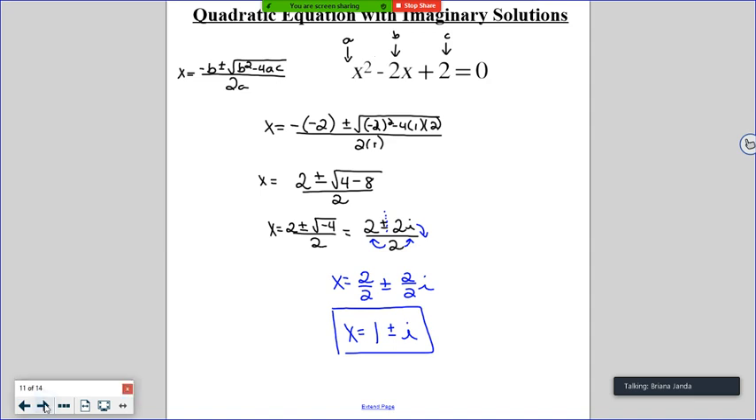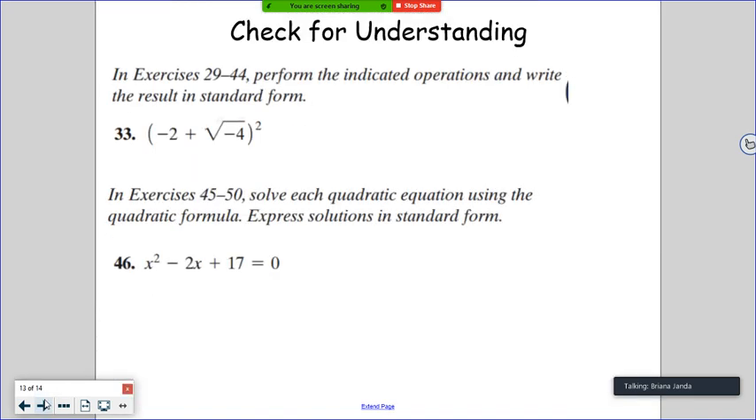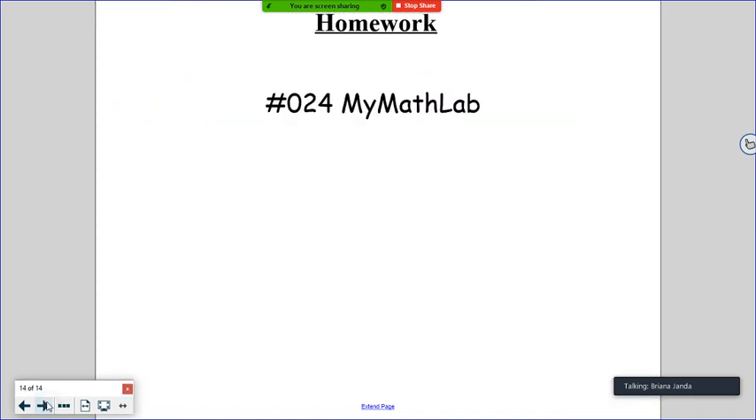All right. We are going to skip over our check for understanding today because I want to get you guys your tests so you can see how you did before you get out of here this weekend. Your assignment while you are waiting in the interim to see your test is MyMathLab number 24.